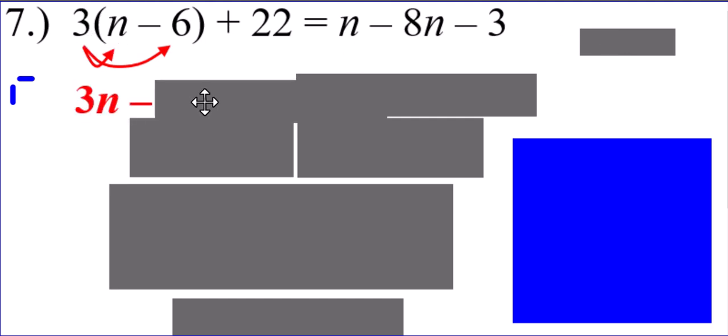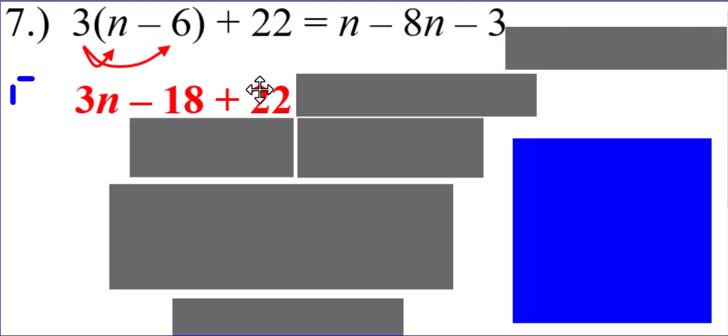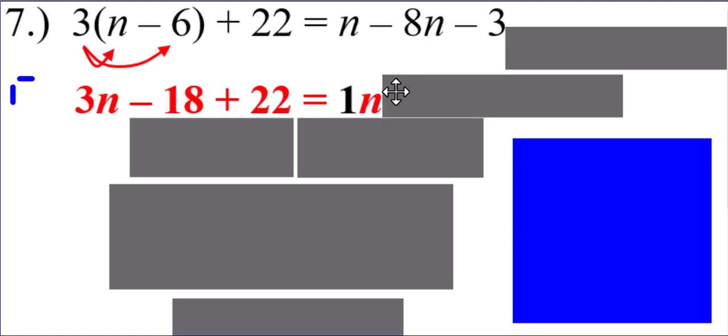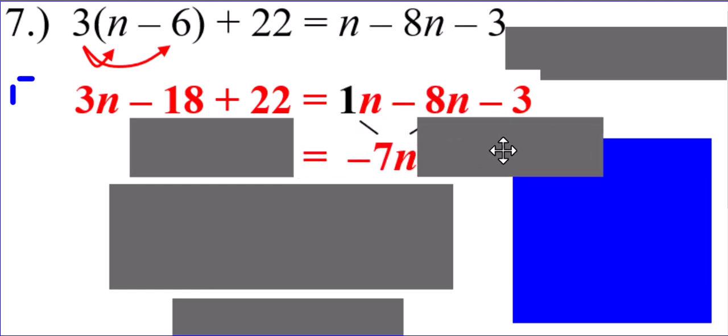3 times n is 3n. 3 times 6 is 18. You brought down the 22. Equals, did you remember that n is the same as 1n? And that way you can combine it with the minus 8n. 1n take away 8n is negative 7n.